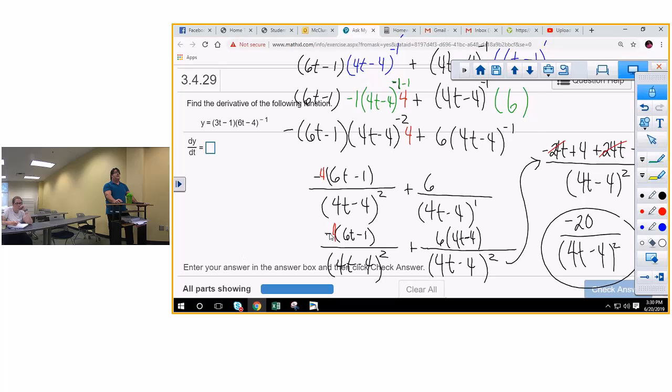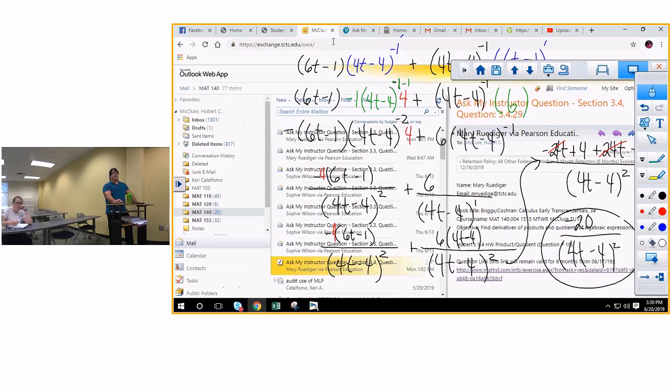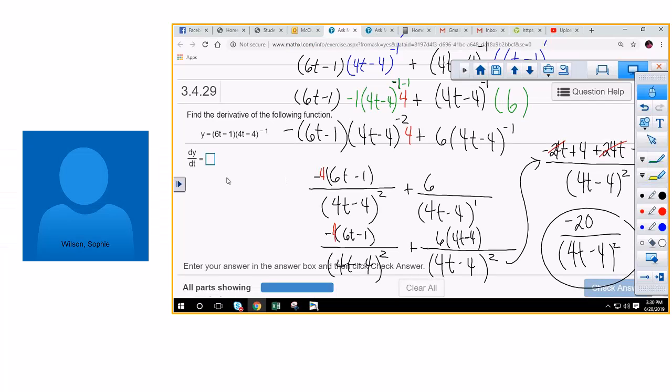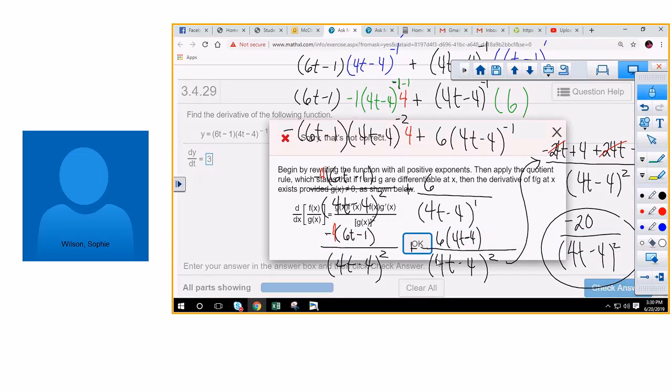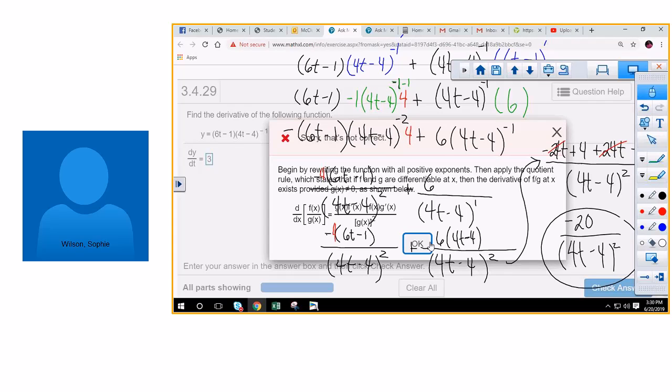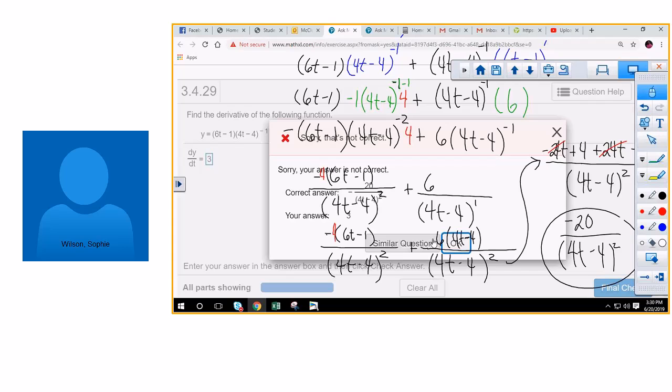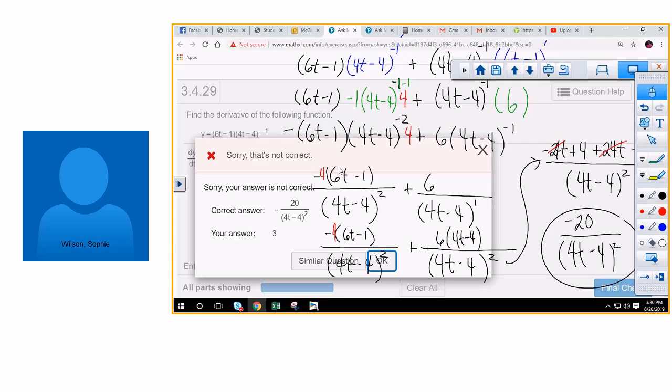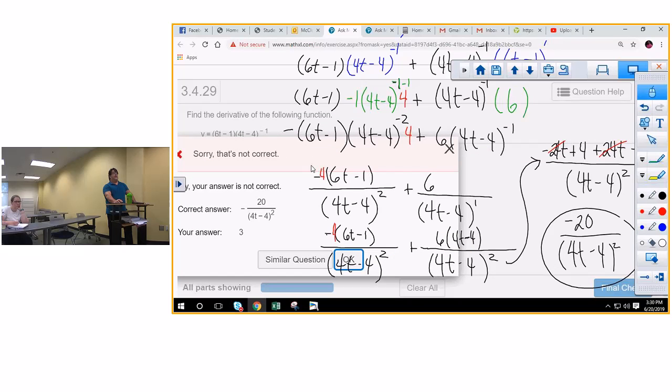Well, what was the answer? Why does it do that? Was it negative 20? I didn't see it. It popped up and then you clicked it a little fast, so it gave you a similar problem. But it had the negative 20 on top with 4t minus 4 squared. There it is. Everybody see it?